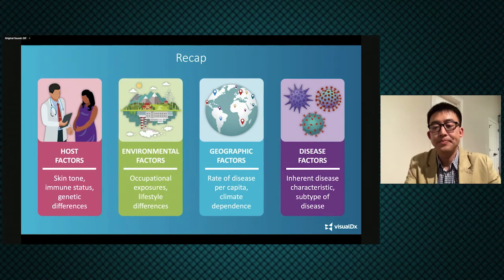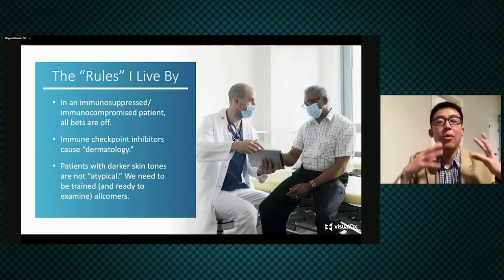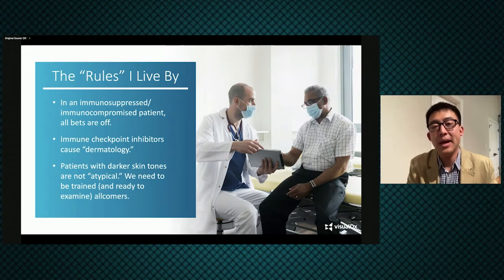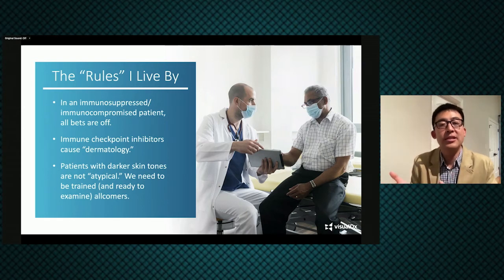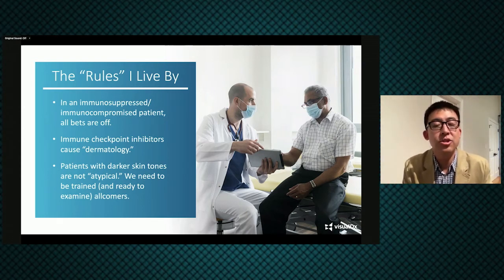So finally, I wanted to share the quote unquote rules that I live by. These are the things that often come to my mind when I'm seeing a patient. I tend to specialize in the more complex patient in the dermatology sphere, so I'm using these rules quite frequently. For example, in an immunosuppressed, immunocompromised patient, all bets are off. These patients will have a rash that looks very banal but can actually be quite severe. A great example is something that might just be molluscum in any other patient could actually be histoplasmosis or coccidioidomycosis or cryptococcus in a patient that's immunocompromised.